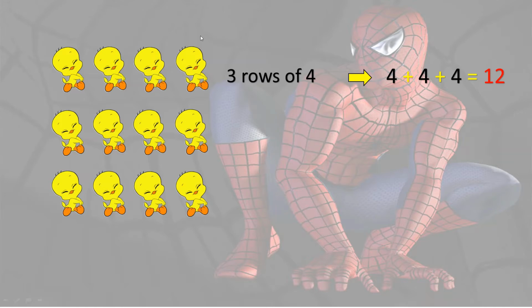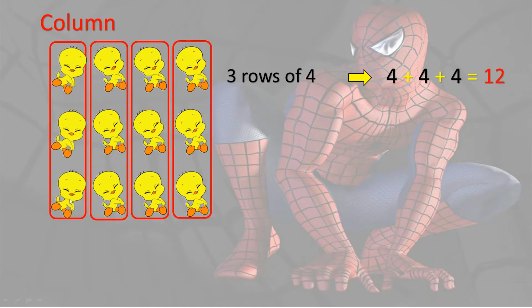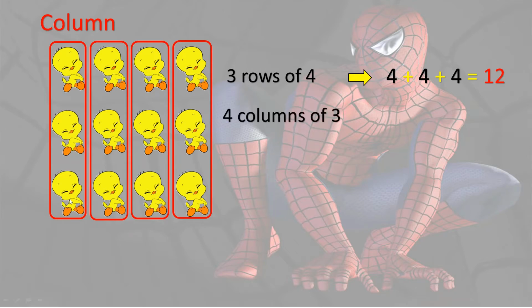What about columns? Columns are formed vertically from up to down. So I have 1, 2, 3, 4 columns. Each column has 3 ducklings. So I have 4 columns of 3 ducklings in each. Can you form the repeated addition equation this time? Yes, it will be 3 plus 3 plus 3 plus 3.